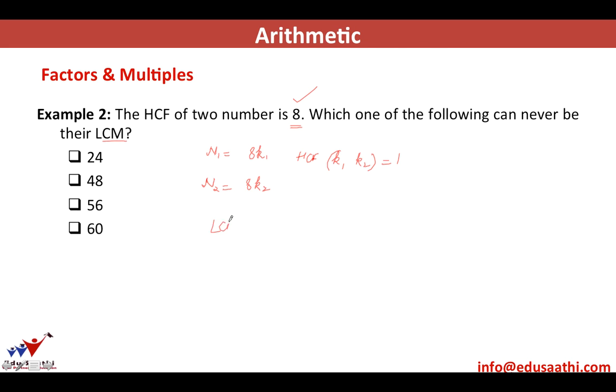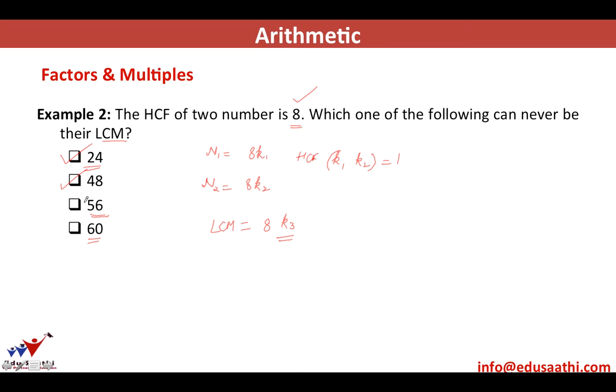Now I'll have to make sure that the LCM would also be a multiple of 8. For sure. Is 24 a multiple of 8? Yes. Is 48 a multiple of 8? Yes. Is 56 a multiple of 8? That's a question that we have. And is 60 a multiple of 8? Which of the following is a multiple of 8? That is the only thing that I'll have to look at.